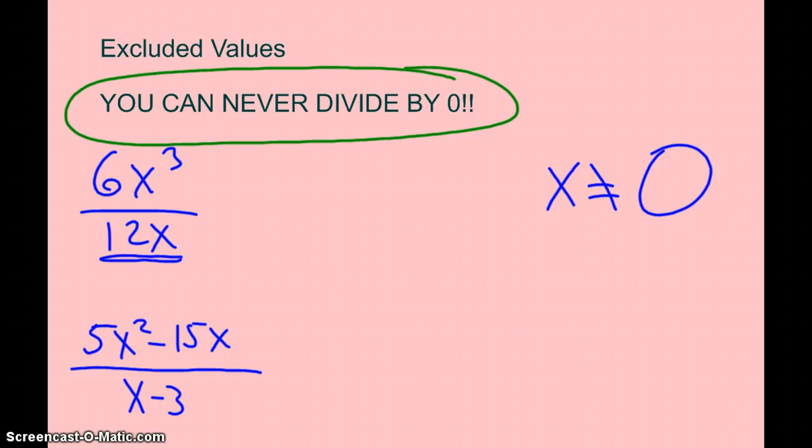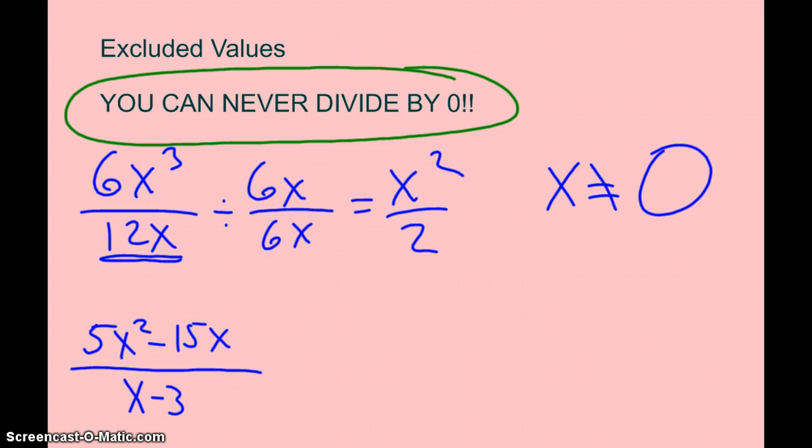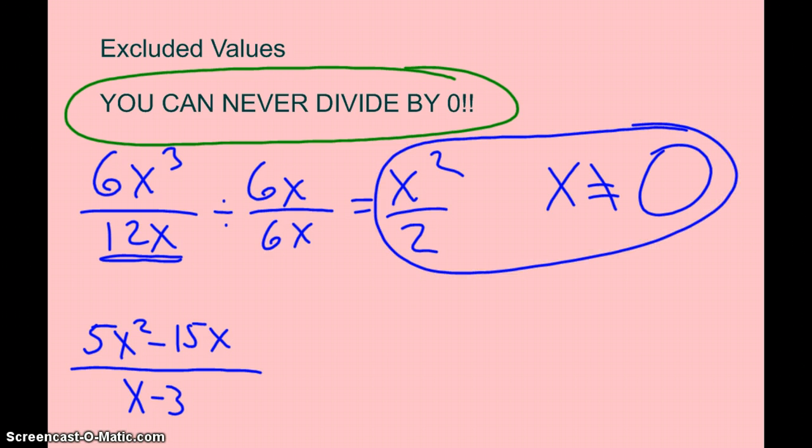So whenever we simplify a rational, we want to make sure we state this can't work if x is 0. So when I divide out of both sides here 6x, I end up with x squared over 2 as long as x can't be 0. So you need to include the excluded value as part of your answer. So this right here, you notice when we did the excluded value, we do it from the original problem, not from the simplified form. Make sure you're always doing that from the original part of the problem.